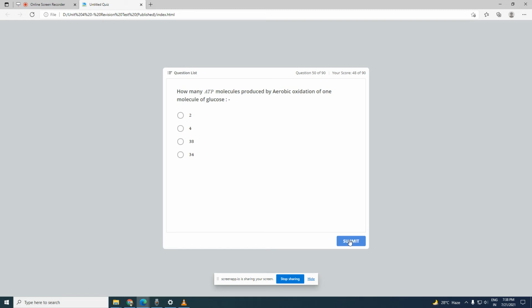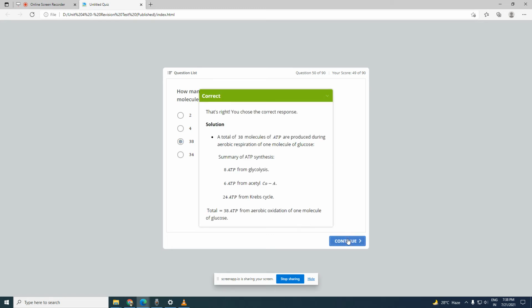How many ATP molecules are produced by the aerobic oxidation of one molecule of glucose? Is it 2, 4, 38 or 34? Which is the right answer? Thirty-eight is the right answer. Option C is the right answer. Go to the next one.